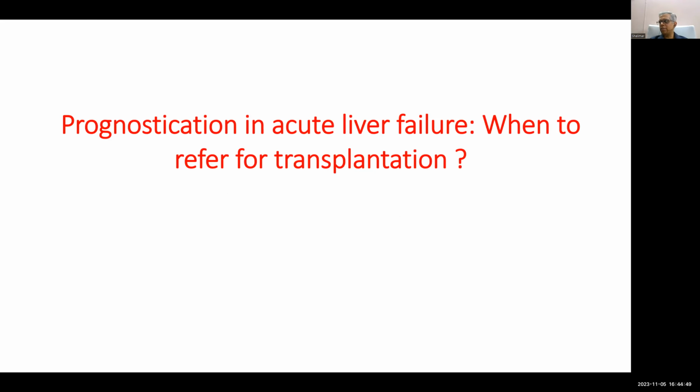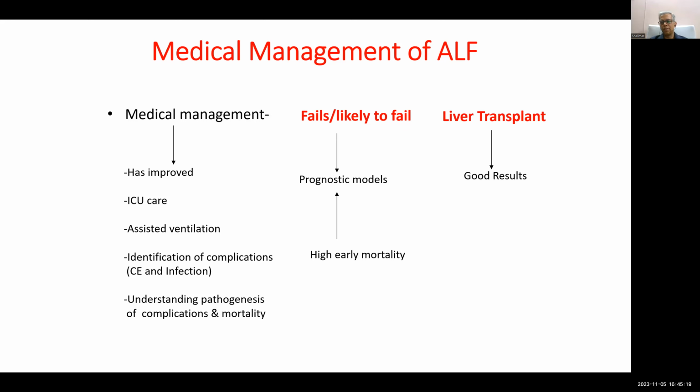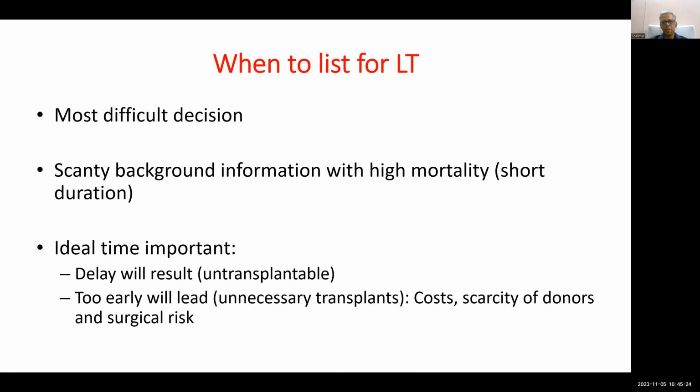Now comes the important question. You've got a patient in your ICU, you are seeing him. How am I going to prognosticate, and when am I going to refer this patient for liver transplantation? You start with medical management, as we talked about. Your patient is in the ICU, you've given him ventilation, you're taking care of intracranial pressures, electrolytes, and infections. Now, is he going to improve or worsen? That's where prognostic models come in, which we're going to talk about in the next few slides, and consider liver transplantation at the right time, because that may help improve the outcome of your patient. So when to list?